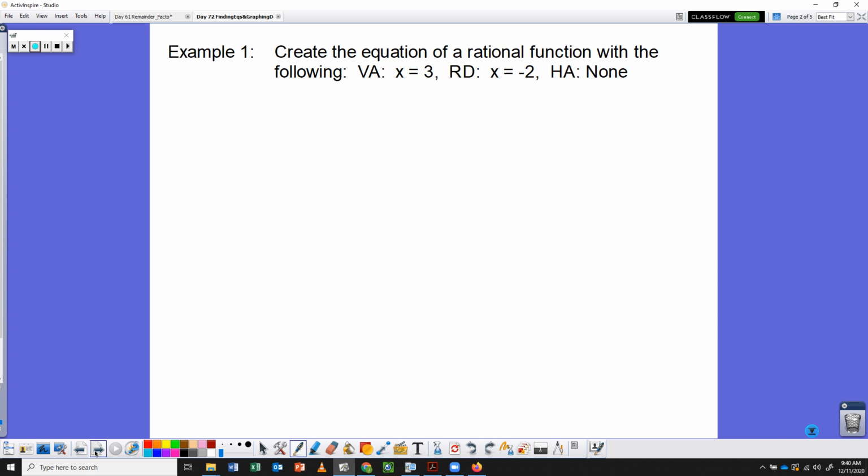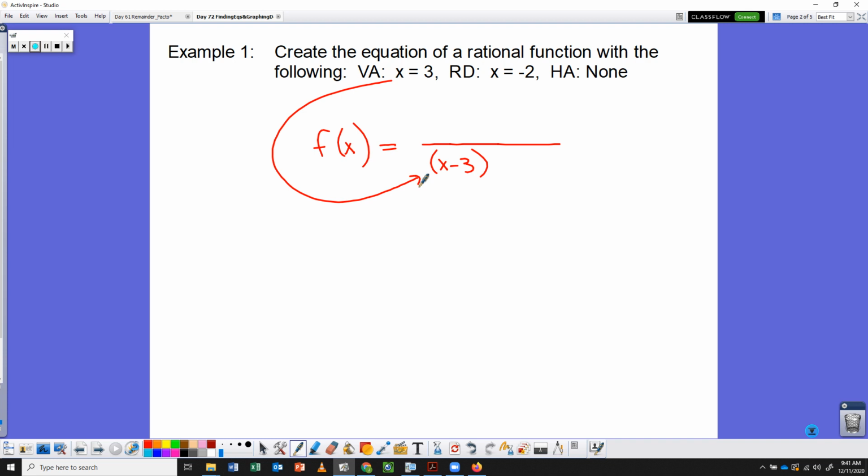So let's take a look at a couple of examples of how to create the equation of a rational function using the given information. In this particular problem, they're telling us our vertical asymptote is 3, our removable discontinuity is x equals -2, and that for the horizontal asymptote, there isn't one. So I'm going to start building my rational function. First, I'm going to use the vertical asymptote of x equals 3 to recognize that the denominator must have a factor of x minus 3. Vertical asymptotes tell you about what's in the denominator.